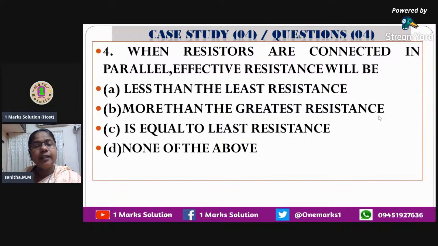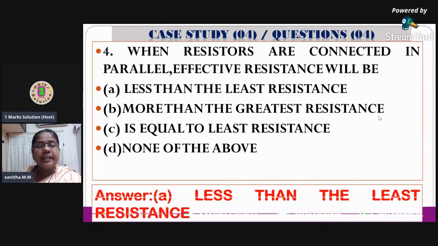We have to just add it out and we will get the answer 11 by 6 for 1 by R. Then we have to take the reciprocal, then only we'll get the answer. So R is equal to 6 by 11. It is less than 1. That is an example only. So here we can say it is always less than the least resistance. So no need of going through that. The options are given here, but the correct answer we can say is option A, that is less than the least resistance.